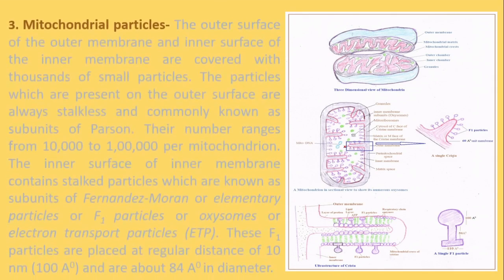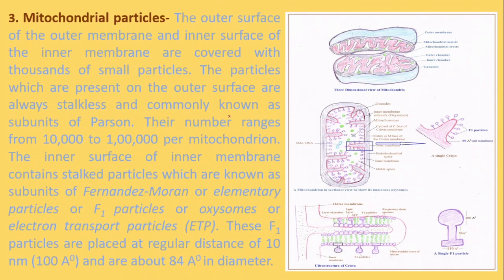Now, the third part of mitochondria is known as mitochondrial particles. If we observe the ultrastructure of mitochondria, you can see these mitochondrial particles. The outer surface of the outer membrane and the inner surface of the inner membrane are covered with thousands of small particles, and the particles present on the outer surface are always stalkless and commonly known as subunits of Parson. So here you can see these are subparticles.